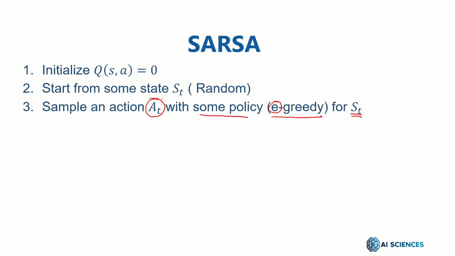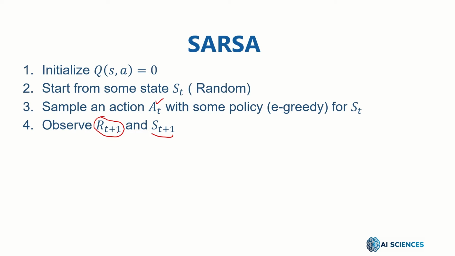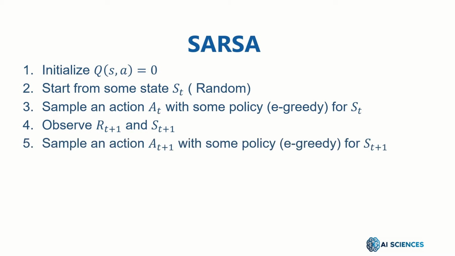Obviously, when you take that action AT from ST, you will switch to another state ST plus 1, and by taking this action at ST, you observe a reward RT plus 1. So you start from ST, sample an action AT by some policy, take that action from ST, observe the reward RT plus 1, and this action leads to the state ST plus 1. That's what you did so far, step by step.